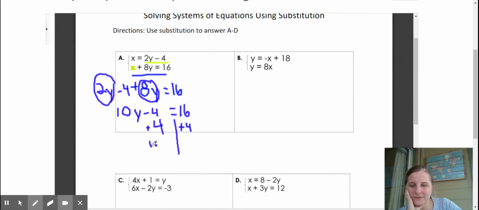Okay, so now I have 10y, and these ones canceled out, equals 16 plus 4 is 20. Now I can divide both sides. That's 10 times y, so I'm going to undo it by saying divided by 10. Cancels out. y equals 20 divided by 10, so y equals 2.